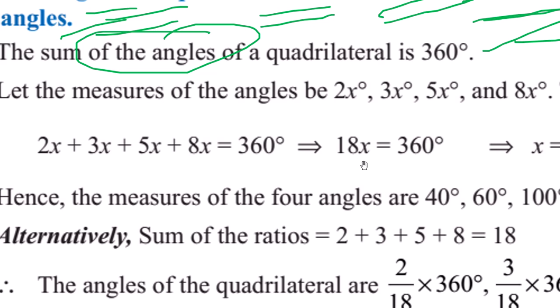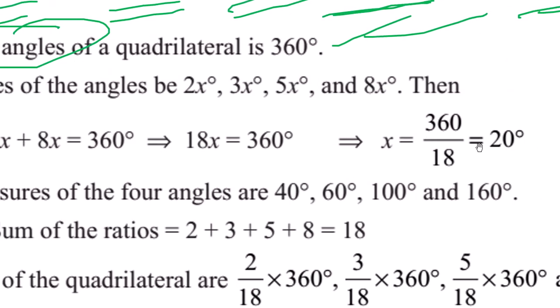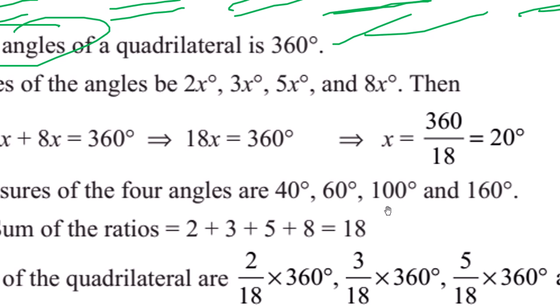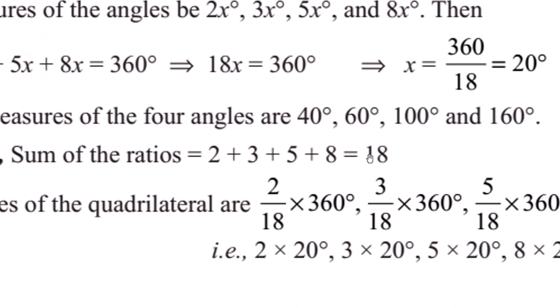18x, if we add all, 18x equal to 360. x equal to 360 by 18, which is equal to 20. So 2x will be 2 into 20, 40. 3 into 20, 60. 5 into 20, 100. 8 into 20, 160. So these are the angles.